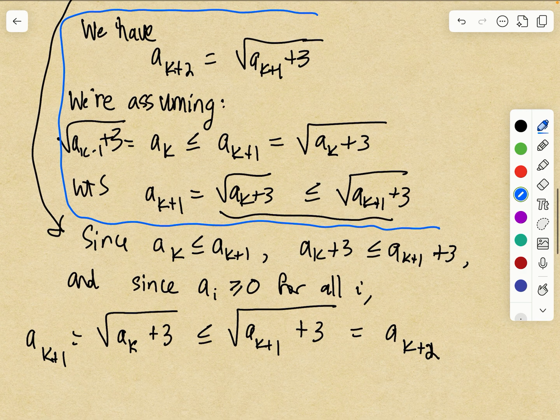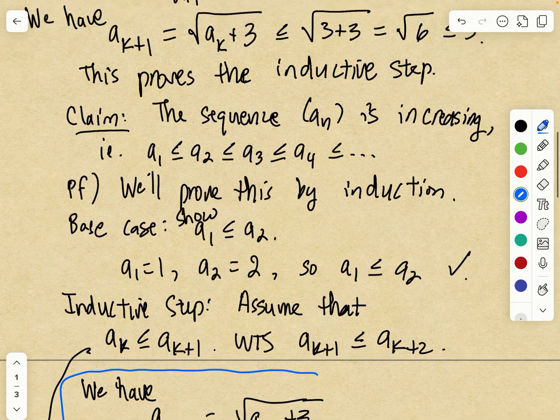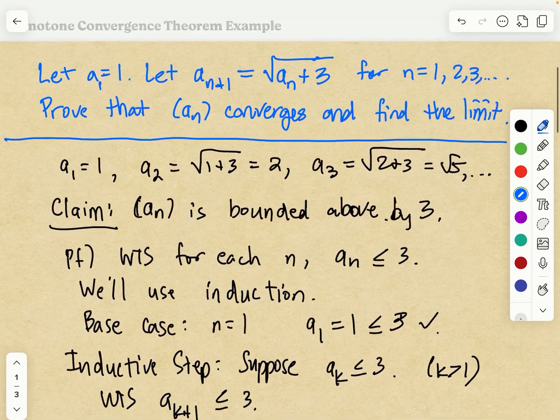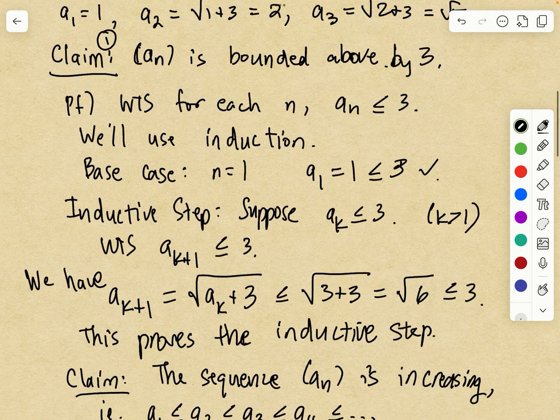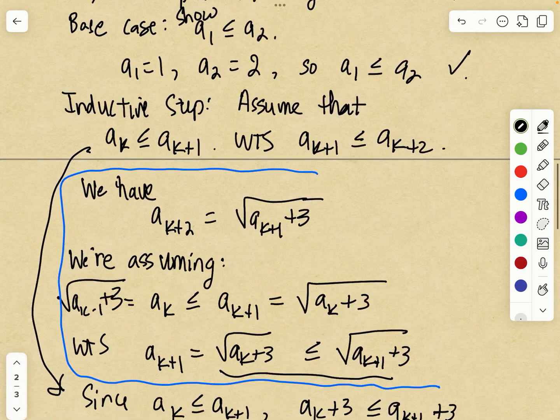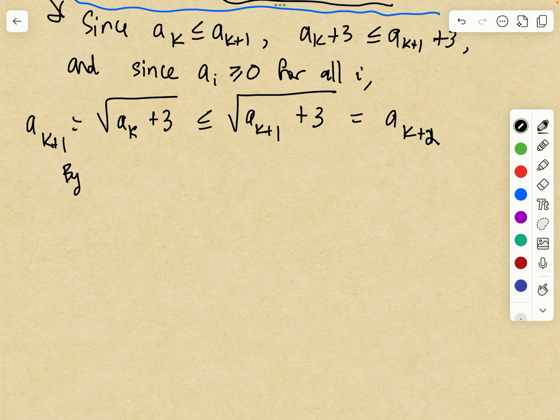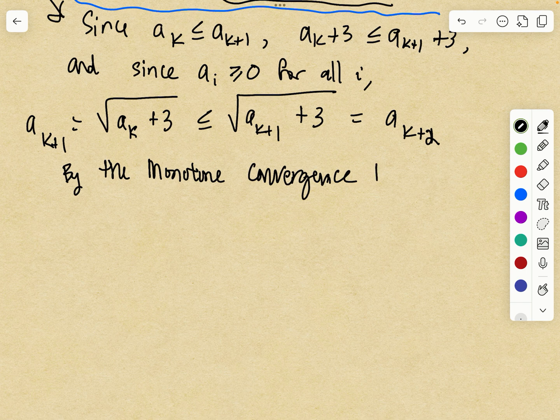So that's the proof of the inductive step. What we prove is that we do have an increasing bounded above sequence. So let's just call this claim 1. Let's just call this claim 2. By the monotone convergence theorem, the sequence a sub n converges. And that's the proof that the sequence converges.